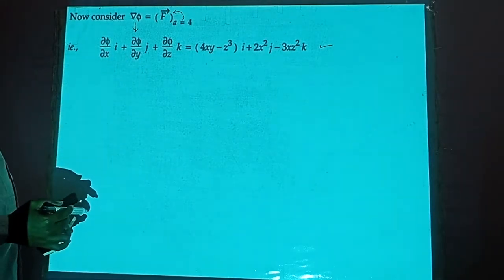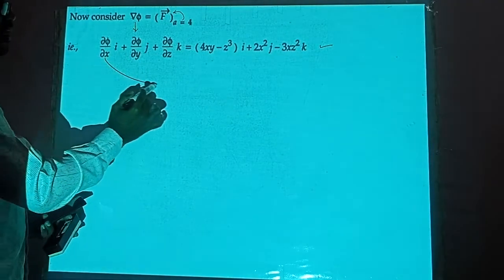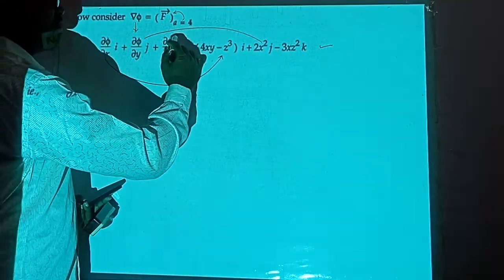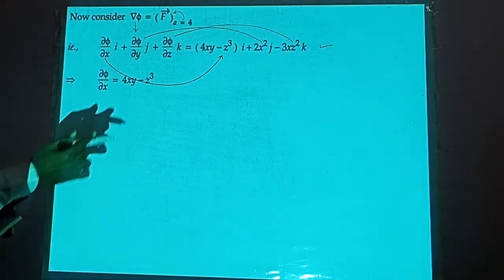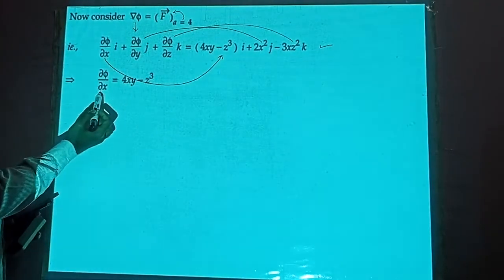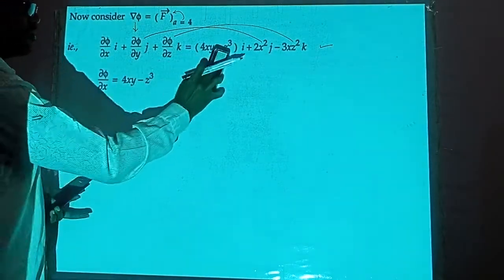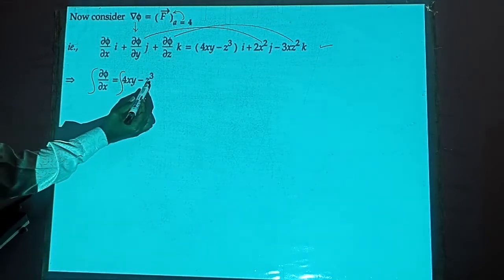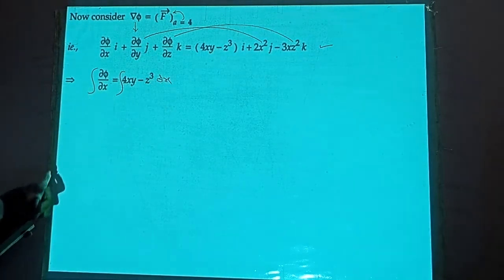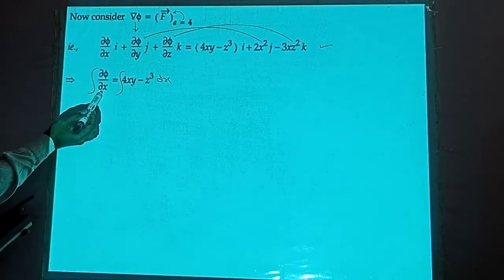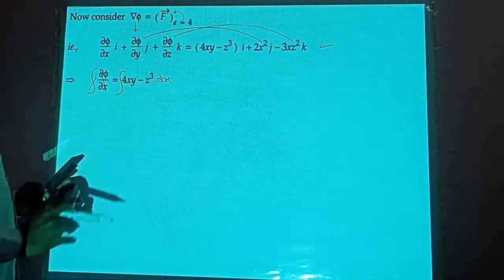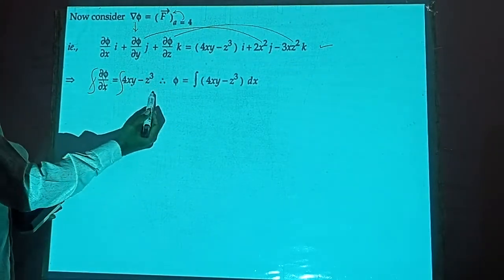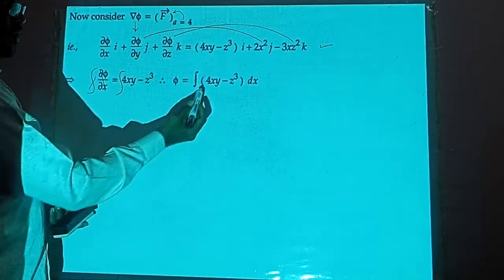Now what we do, we need to equate the coefficients of i as we did in the previous problem, and coefficients of j, then coefficients of k. If you equate the coefficient of i, you will get this. Then what we do, we integrate both sides with respect to x, because it is the partial derivative with respect to x. Phi is equal to integration of with respect to x. Now let us integrate this.